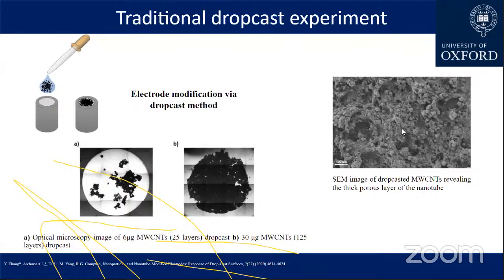And here is an SEM image of the drop casted carbon nanotubes, which has huge lumps of agglomerations, and then there are voids and pockets on the surface. We will look later into why we need to look at the SEM image and why agglomeration matters at all. So this is how a traditional drop cast experiment is done.